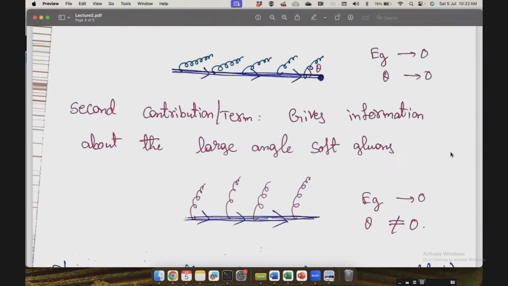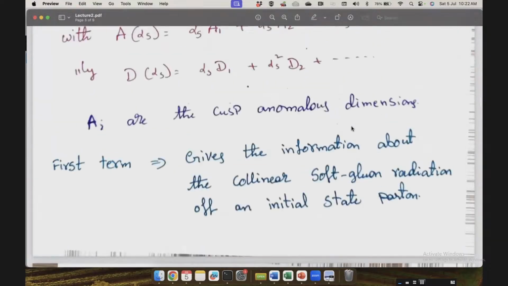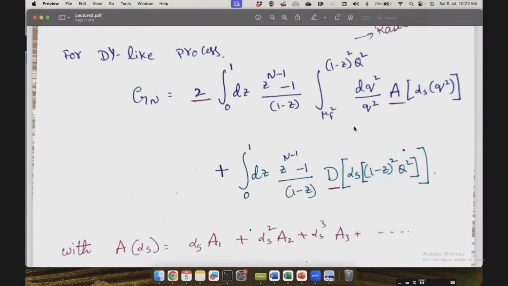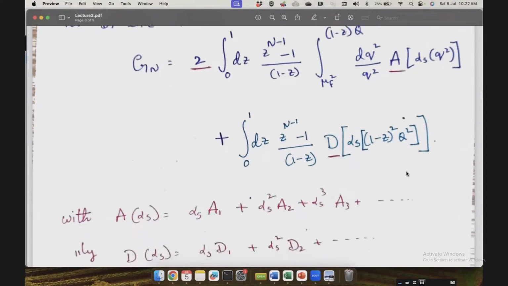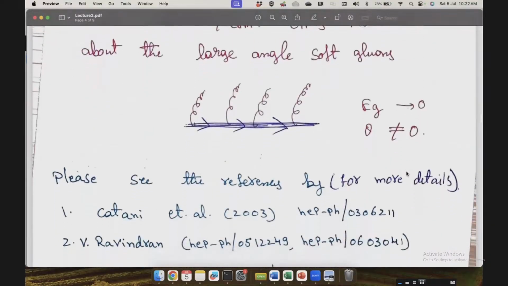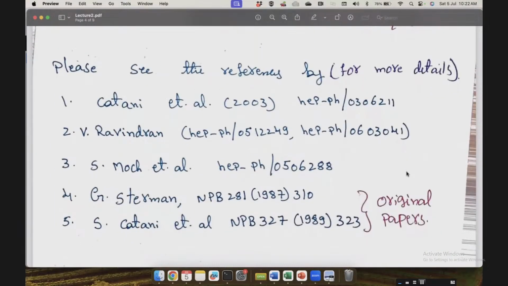So in both cases, you have a different type of contributions. The first term that you have seen in the Gn is one that has information about soft and collinear gluons, whereas the second term has information about only the wide angle soft gluons, or the large angle soft gluons. Here it is more important because I just showed some formula and gave a physical picture, but it needs a systematic derivation.